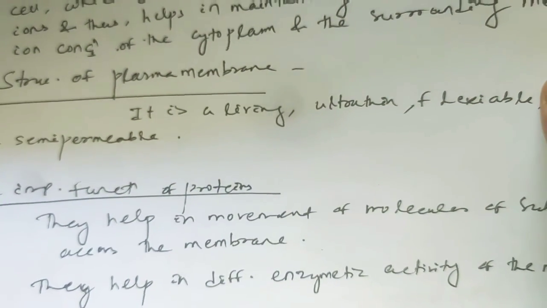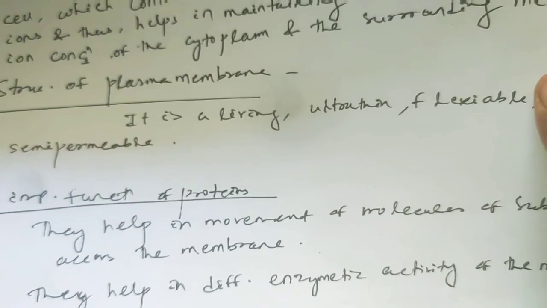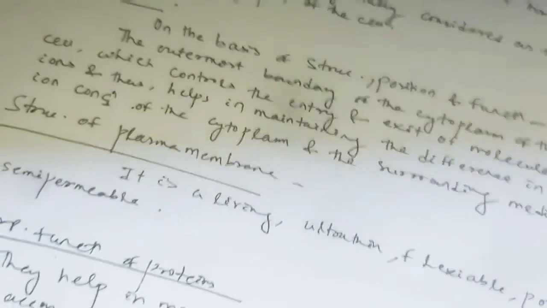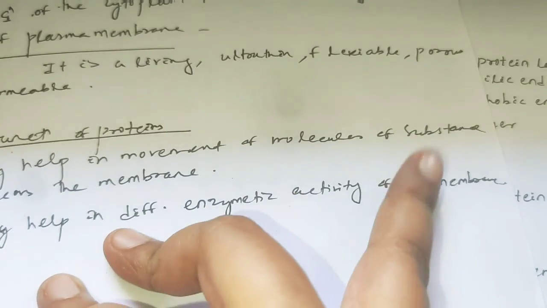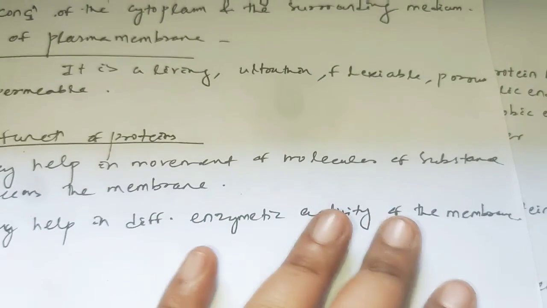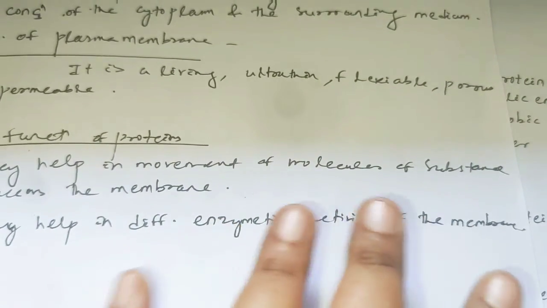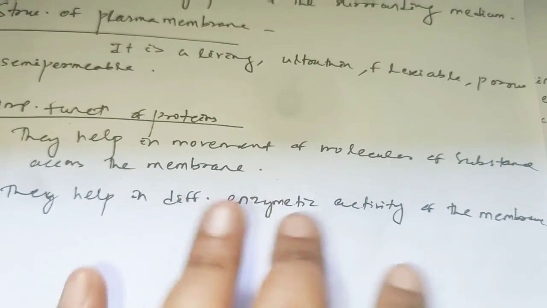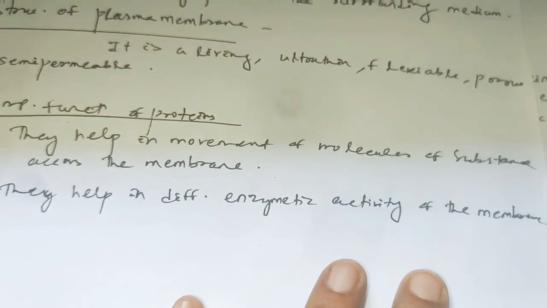So here two points are very important. First one is about light intensity, how it affects the proteins, as I already wrote here. And about function, the two types of proteins are very helpful for the movement of molecules or substances across the plasma membrane, and also helpful for the different enzymatic activity of the membrane. Clear? So this is all about the introduction, definition, and also some structure.